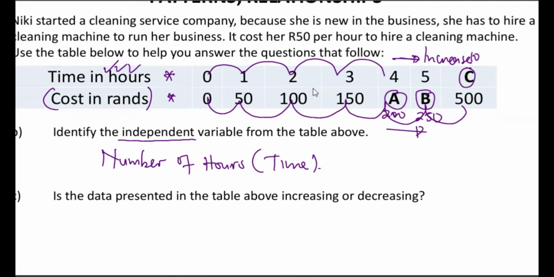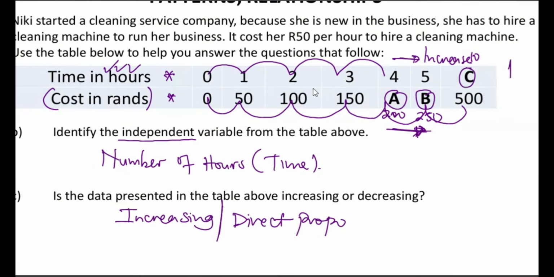Now they're asking, is the data represented in the table above increasing or decreasing? We shall say it's increasing. Now, this is what I was trying to say. What kind of relationship is here? This is a direct proportion. Why? Both of them are increasing. They are facing the same direction. So they are the same. So it's direct proportion.